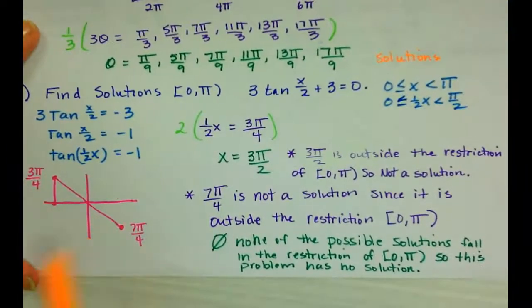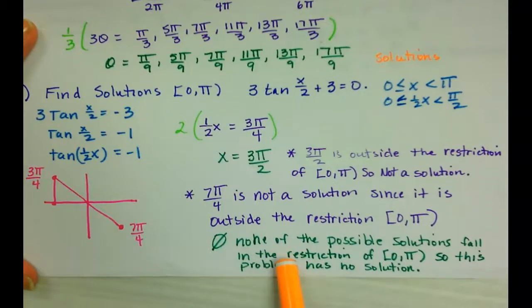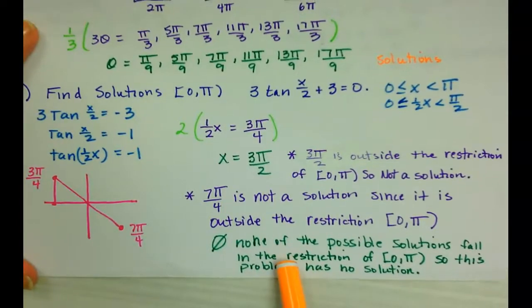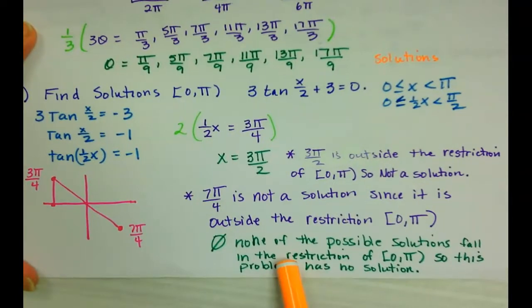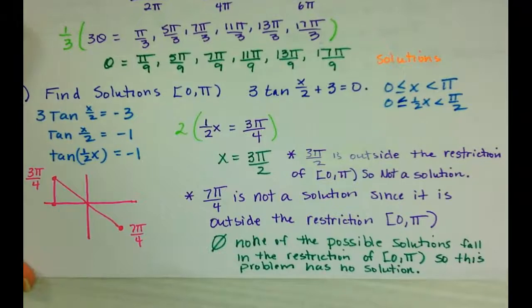So when neither of the possible solutions will work, remember we're going to use the empty set and then we're going to explain. So something like none of the possible solutions fall in the restriction of 0 to pi, or the adjusted restriction of 0 to pi over 2, you could have said that too. So the problem has no solutions. If you're going to include the empty set in your work, then you have to be able to tell me why. It doesn't have to be huge and elaborate, but there has to be some reason. Because just putting the empty set because you don't want to work the problem or don't know how to work the problem doesn't work for me, or you because you want the points. All right, so that's problem 3.